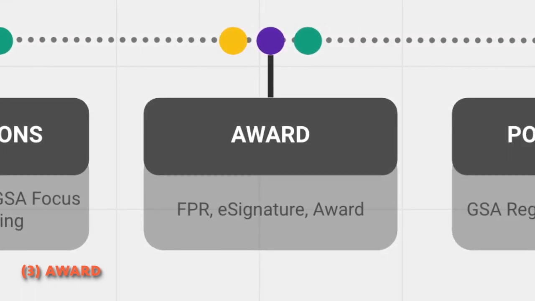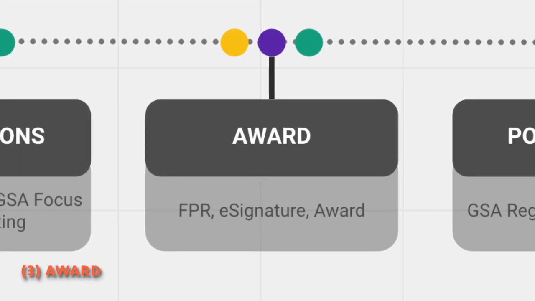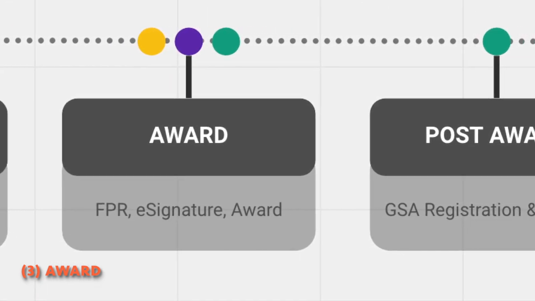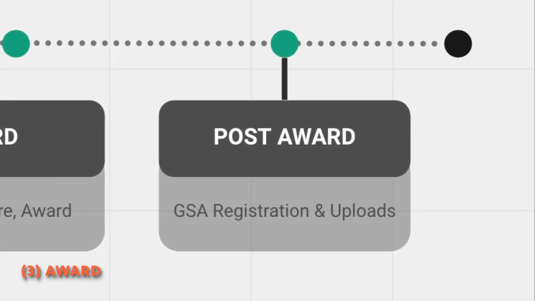After negotiations, we seal the deal on a document called the Final Proposal Revision, or FPR. The GSA will then work on the award process in its system. The award usually happens around 1 to 2 weeks after negotiations. GSA Focus will work on registration, final uploads, and everything needed to stage your company in the GSA systems.